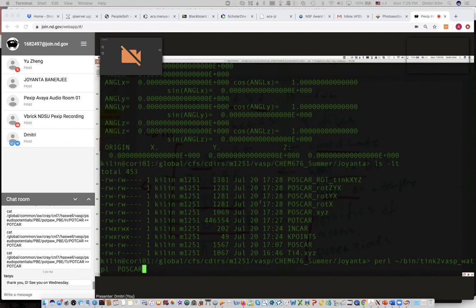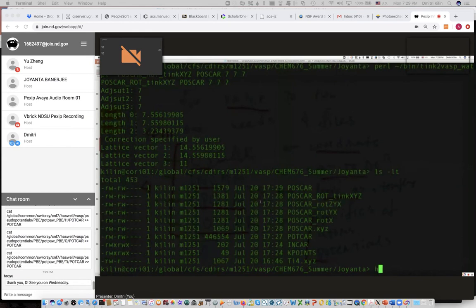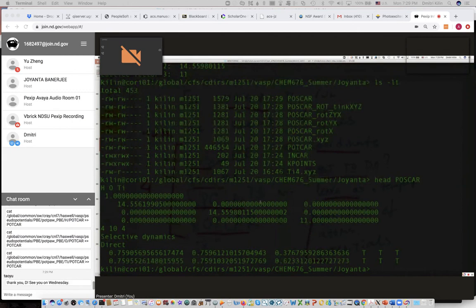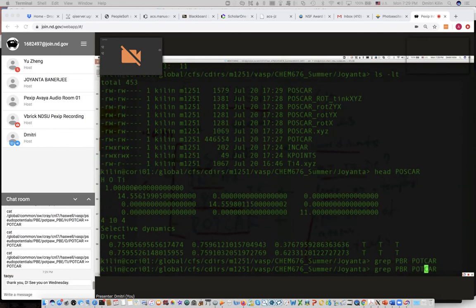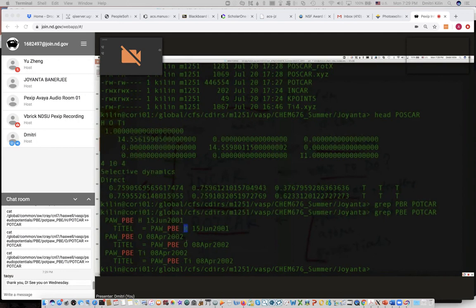POSCAR_rotate POSCAR 777 plus minus OT, head POSCAR. Okay, yep. So in here we have the list of atoms: hydrogen, oxygen, titanium. When we do grep PBE POSCAR, not PBR, PBE, it's Perdew-Burke-Ernzerhof. PBE. We have the same order: hydrogen, oxygen, titanium. Everything is good. So your directory is in the perfect situation.